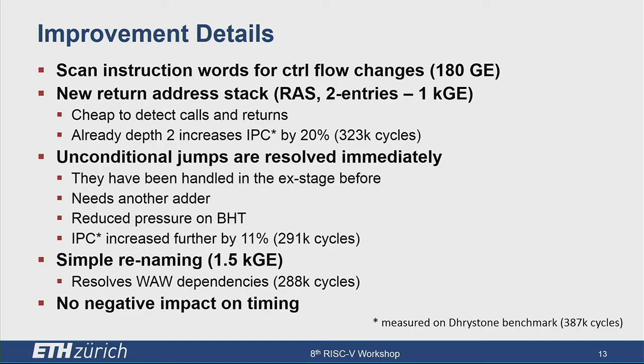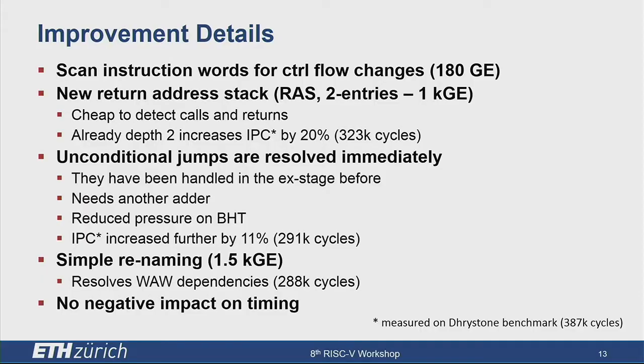The improvement in particular is this instruction scanner in the instruction front end. Basically, if you fetch a word from memory, you just look at a couple of bits. This is 180 kilogate equivalents, so it's nothing basically. You look at a couple of bits, and then you decide whether you encounter a return, whether you encounter a call, or a jump to an immediate or whatsoever. And depending on that, you switch on your branch prediction, or you directly jump to the target.